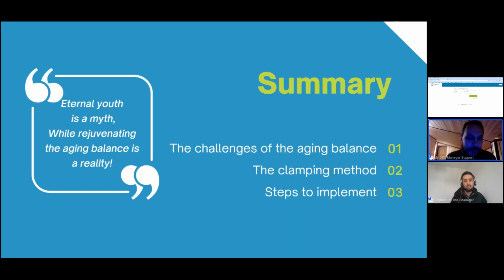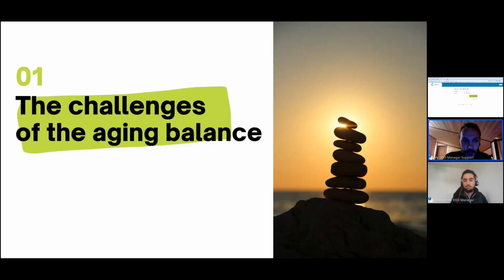So today's menu will be to speak about the different challenges of the aging balance. We will also review the clumping method to be sure that you miss nothing when you work with your receivable. And then we will have a few words about the different steps to implement this method in your own company. The first topic will be the challenge of the aging balance. So Jeremy will have 3 points to see with you.